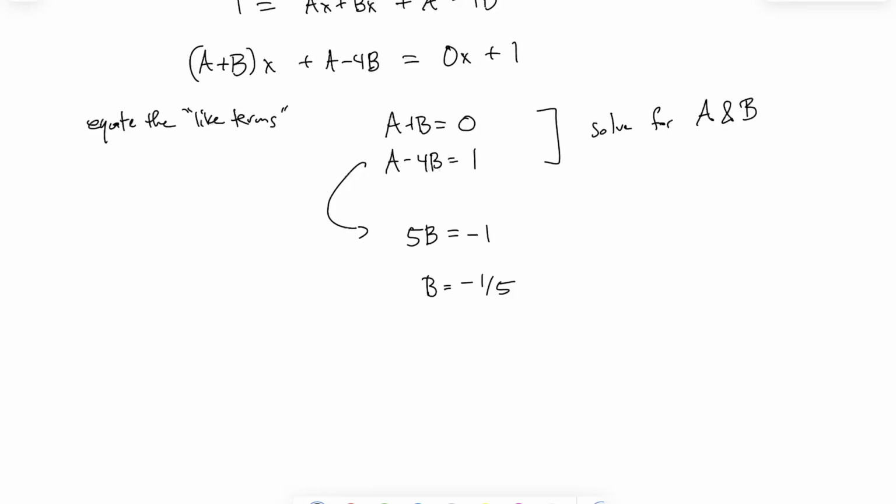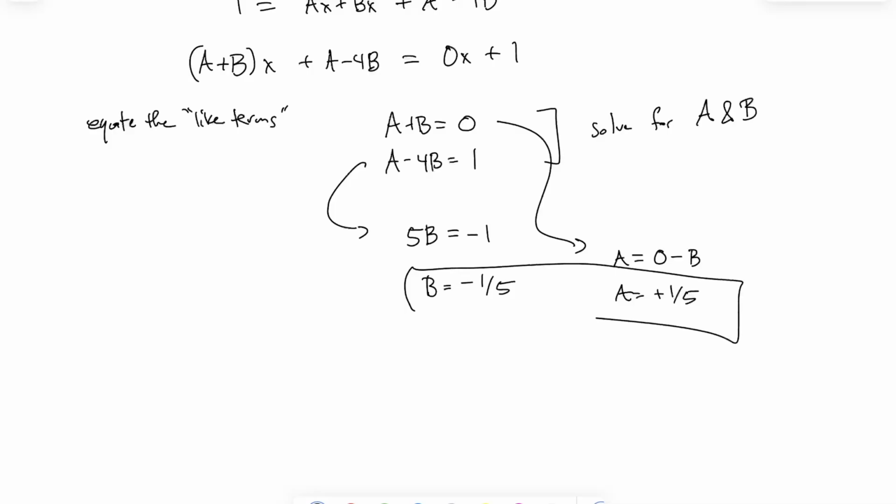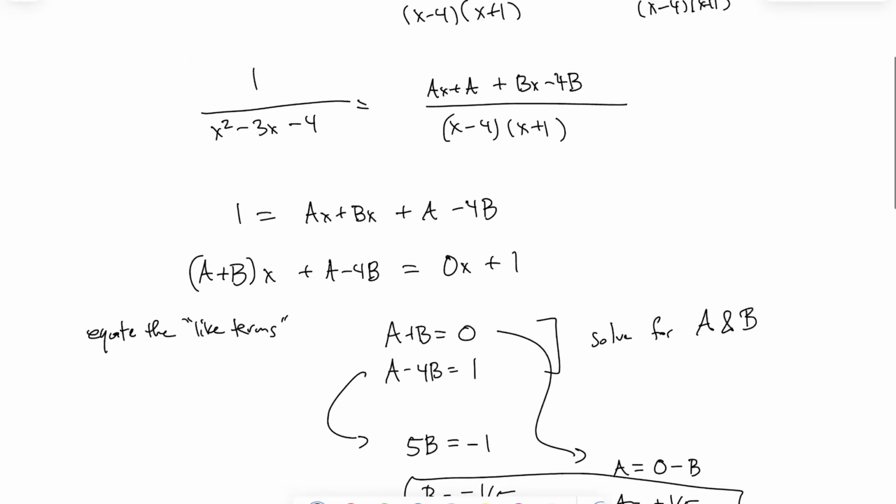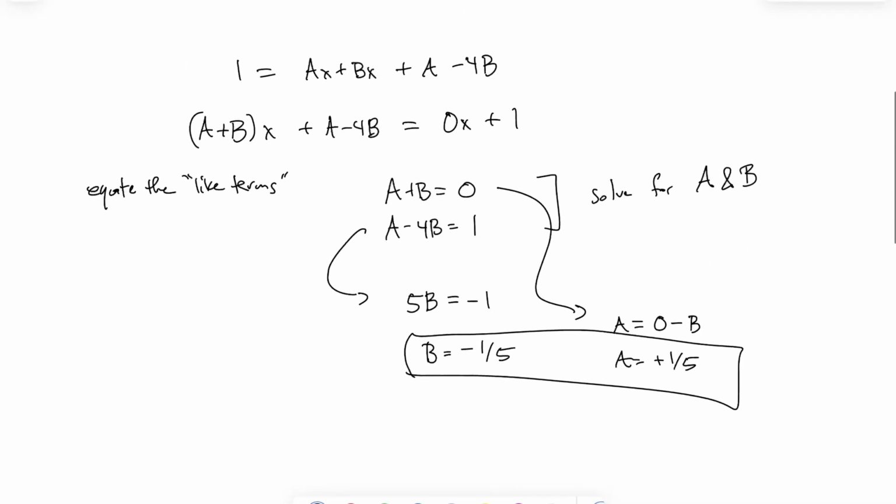All right. And then what about a? Then we plug back in here. This will say a equals 0 minus b, right? And if b is negative a fifth, that means a is positive a fifth. All right, so these are my constants. This is how you do the partial fractions thing. These are the constants that I just told you to take my word for last time. But this is how you solve for them.